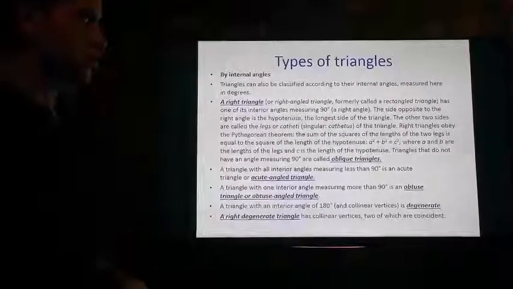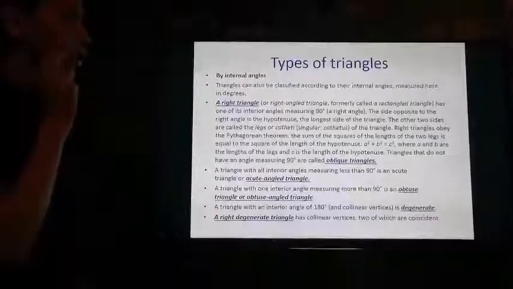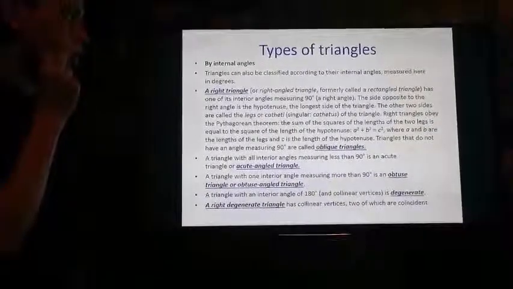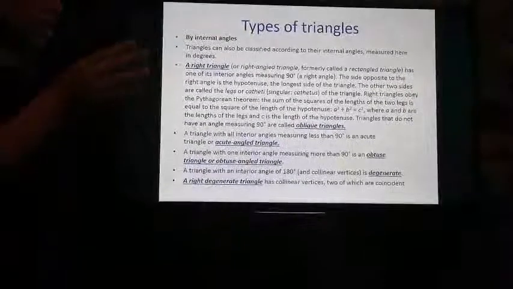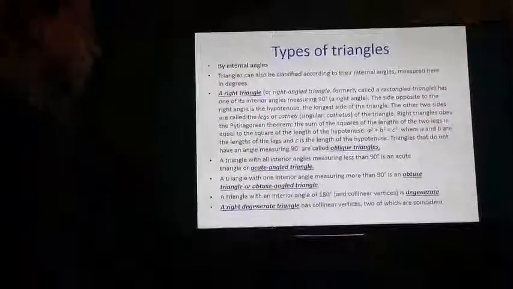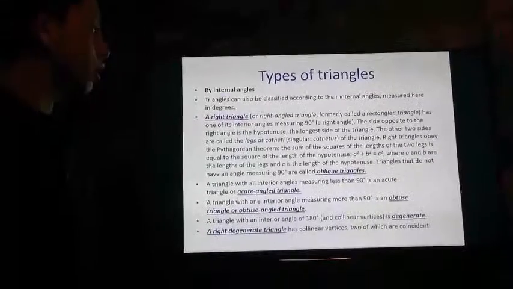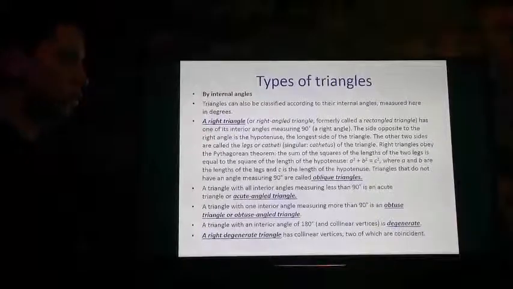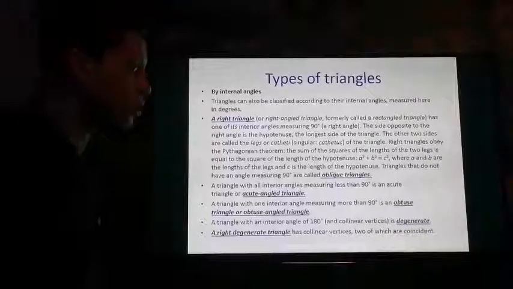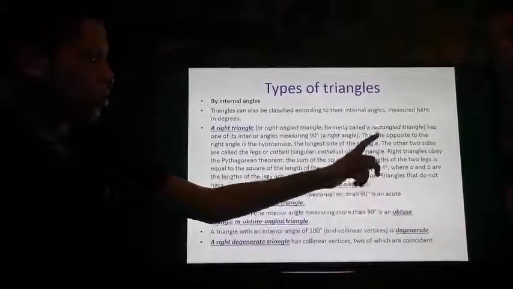A right triangle is a triangle having a 90-degree angle in it, a right angle. The longest side of the triangle, which is the side opposite the right angle, is called the hypotenuse. The other two sides are called the legs. Right triangles obey the Pythagorean theorem. The sum of the squares of the lengths of the two legs is equal to the square of the length of the hypotenuse, which means C is the hypotenuse. A square plus B square equals C square.